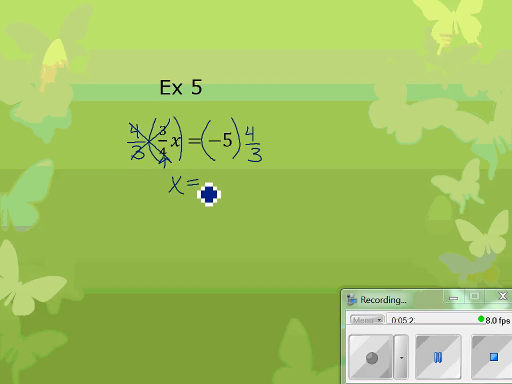I have -5 times 4/3. I have a fraction times a whole number, so I'm going to make this a fraction so I can remember that I'm going to multiply the top and multiply the bottom. So when I multiply the numerators, -5 times 4 is -20. And the denominators, 1 times 3 is 3. I can't simplify that, and I don't need to change it to a mixed number at this point, so that would be my final answer.